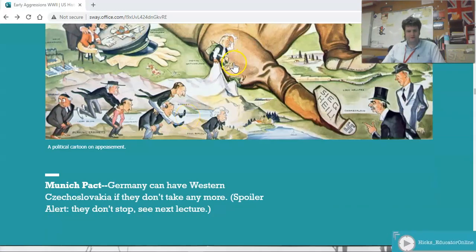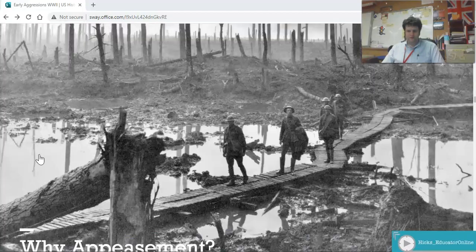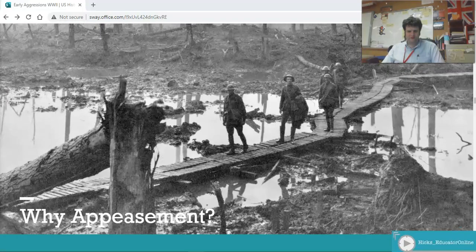In fact, to really try and get things stopped, we have the Munich Pact, which was made in hopes that Germany would stop with the Sudetenland. Now, while I've been bashing appeasement, let's talk about why appeasement was such a popular political ideology. And that is to think back to World War I.